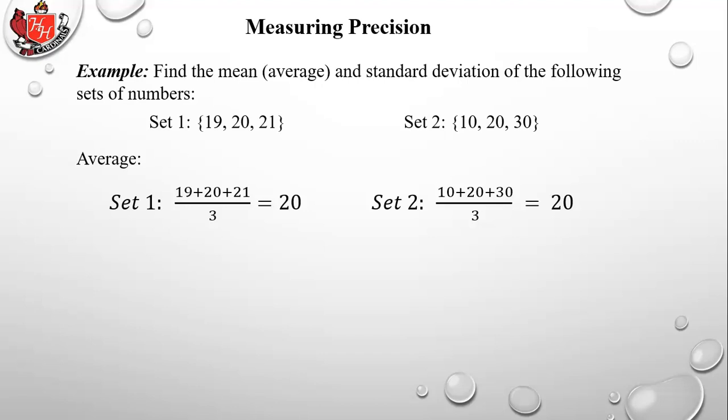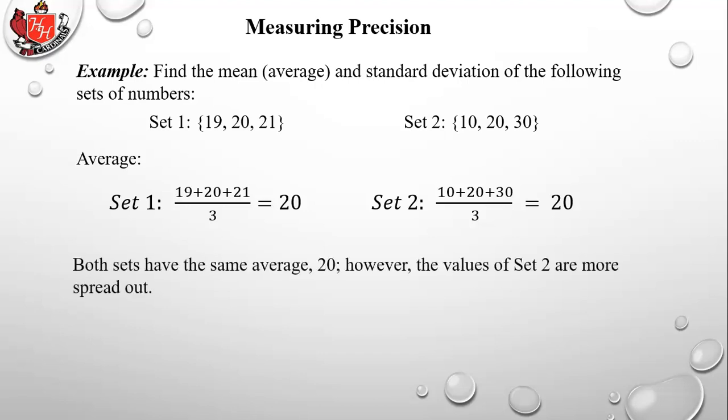If you do the same thing for set 2, you get 10 plus 20 plus 30, you divide by 3, you also get an average of 20. So both of those sets of numbers have an average of 20. Both sets have the same average, however the values of set 2 are more spread out. You can see that just by looking at them.